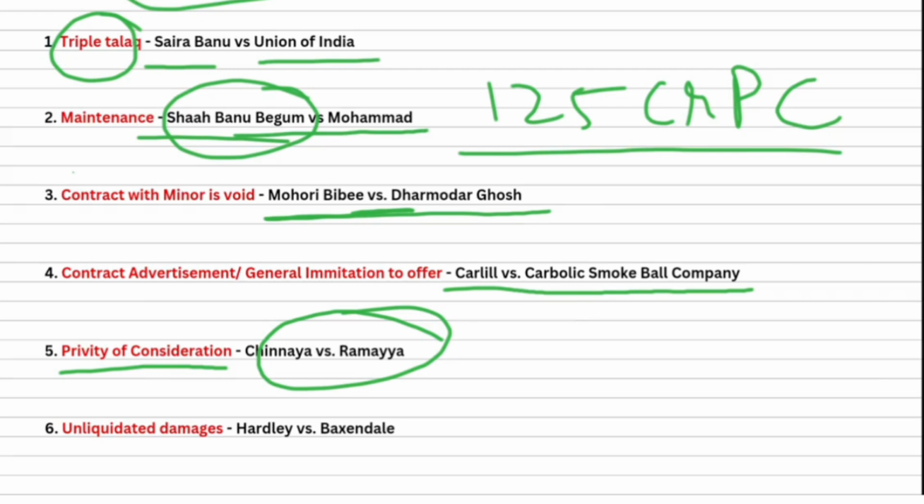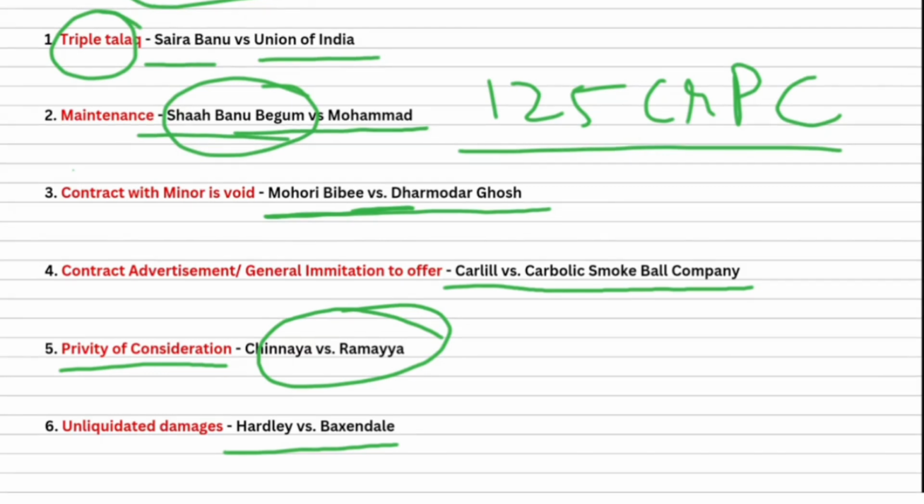The sixth case we have is Hadley versus Baxendale. In this case, it was decided that when someone breaches a contract, they can only be asked to pay for the losses that were predictable at the time of making the contract. This is commonly known as the doctrine of unliquidated damages.